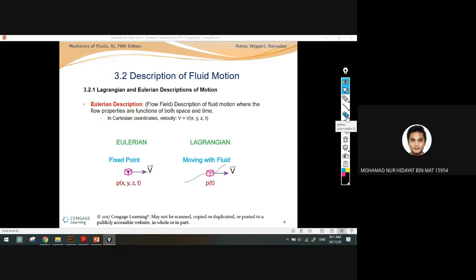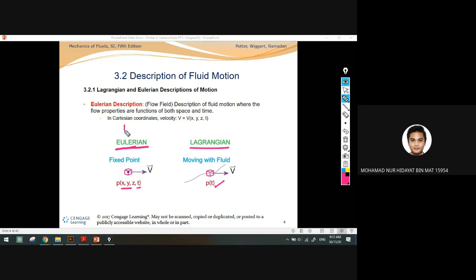So let's take a look at this. For example, this is Eulerian. This is a new method that we're going to learn. This is the old method that you learned in your secondary school, which refers to only time. However, Eulerian considers space and time at the same time. So for example, the Eulerian is more on the flow field.